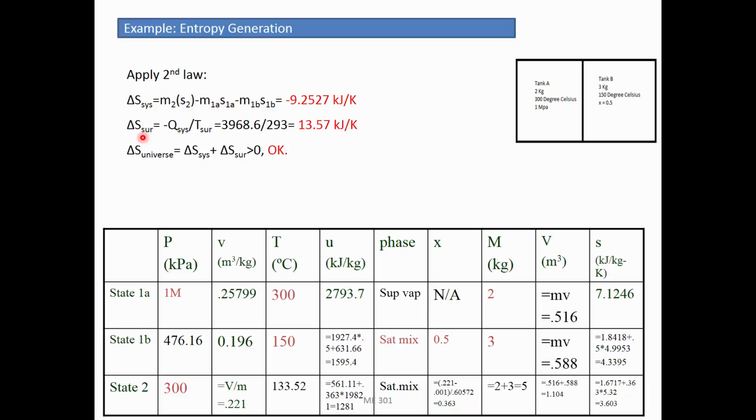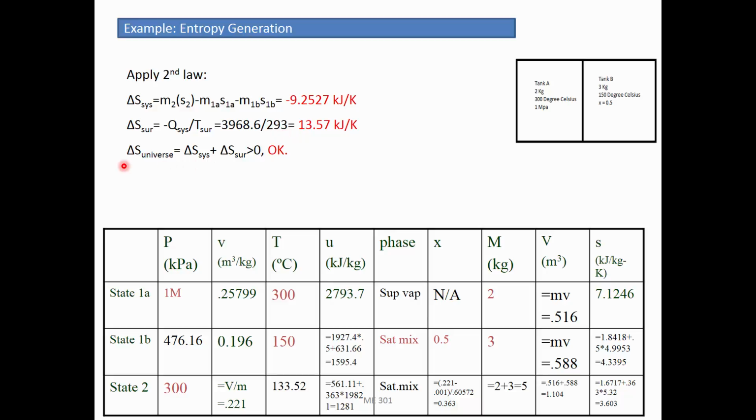The change of entropy of the surrounding can be found by the equation negative Q system divided by temperature of the surrounding. Note, we know the Q of the system from the prior slide. And the temperature of the surrounding was given to us at 20 degrees C. Substitute in these two numbers and we can get the entropy change of the surrounding. Make sure the temperature you use for the surrounding is in Kelvin.